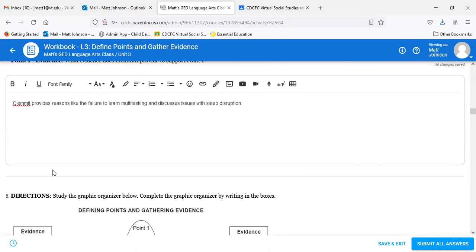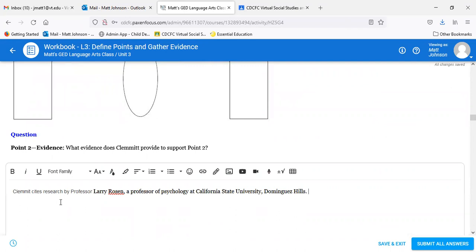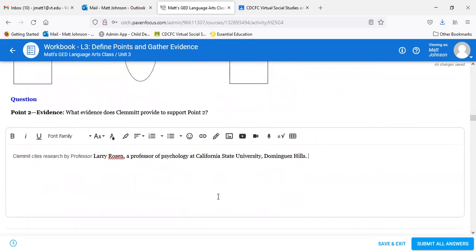So by Professor Larry Rosen, a professor of psychology at California. And again, this is just sort of for our own use and thinking about the evidence. So we don't have to get into quoting everything that he said. We're just wanting to outline, right? We're outlining what she had to say about that issue and the evidence she used. So Clement cites research by Professor Larry Rosen, professor of psychology at California State University, Dominguez Hills. Okay.